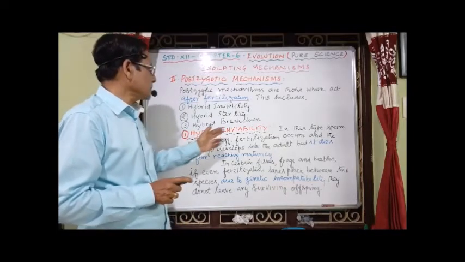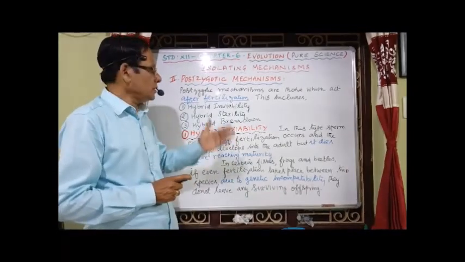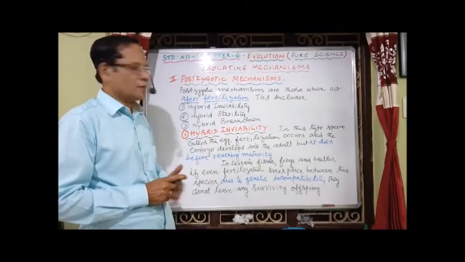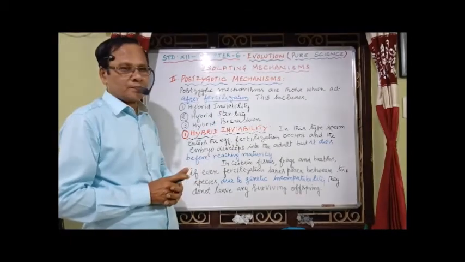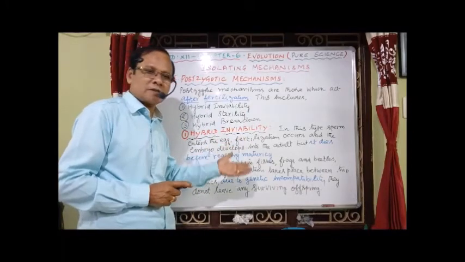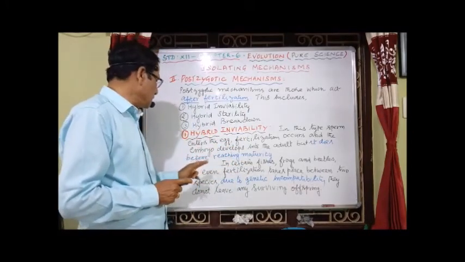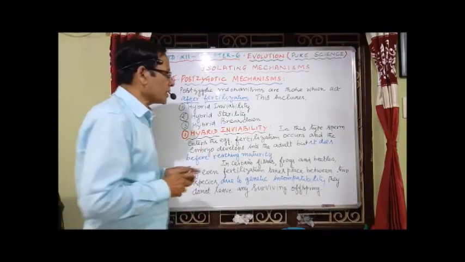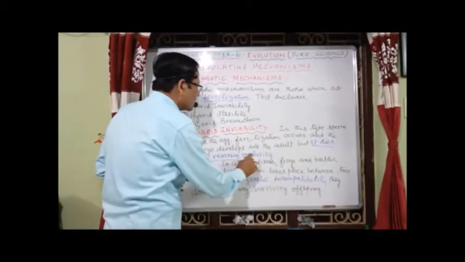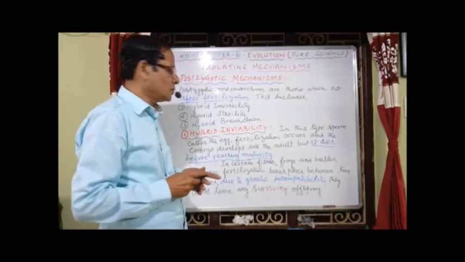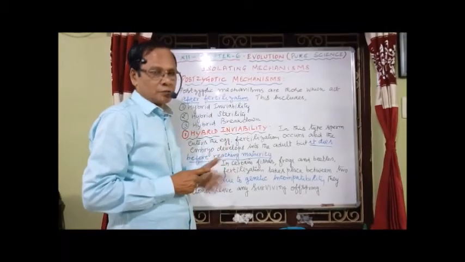Now let's take hybrid inviability. In this type, what is happening? Sperm enters the egg, number one. Fertilization also occurs, and the embryo develops into the adult. All these stages are taking place, but it does not survive. It dies before reaching maturity. Even in the embryonic stage itself, the embryo dies. So, no survival of the offspring in this form.